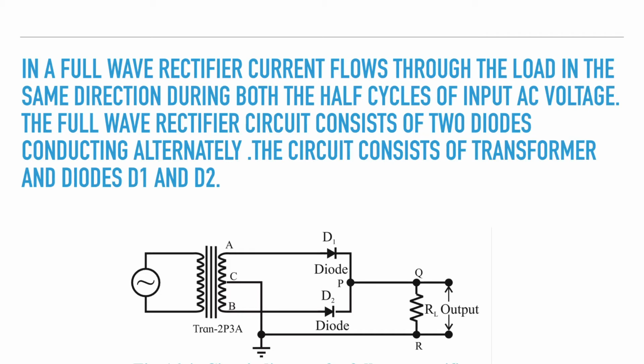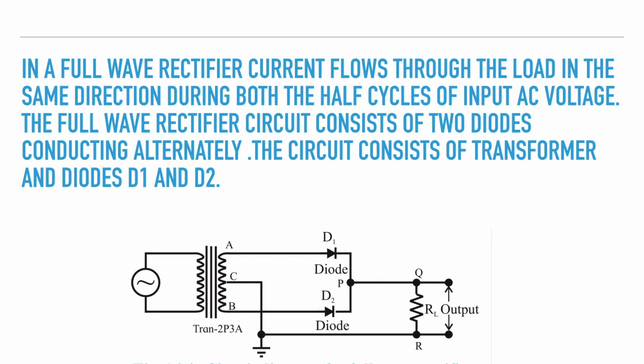During positive half cycle of AC input, the diode D1 is forward biased and diode D2 is reverse biased. The current flows through diode D1, RL, the load resistance, and upper half windings. This current produces DC voltage across load resistance RL.